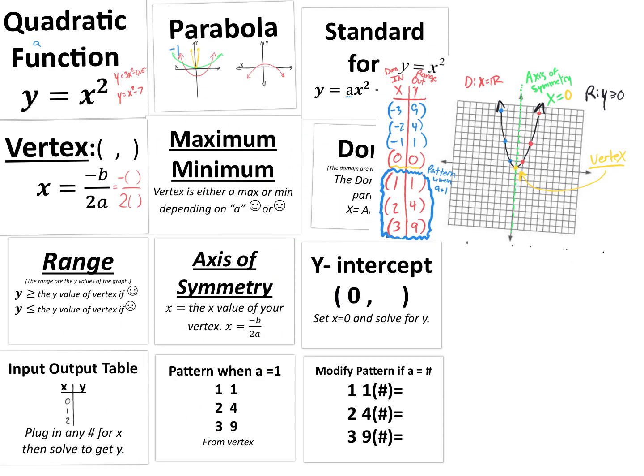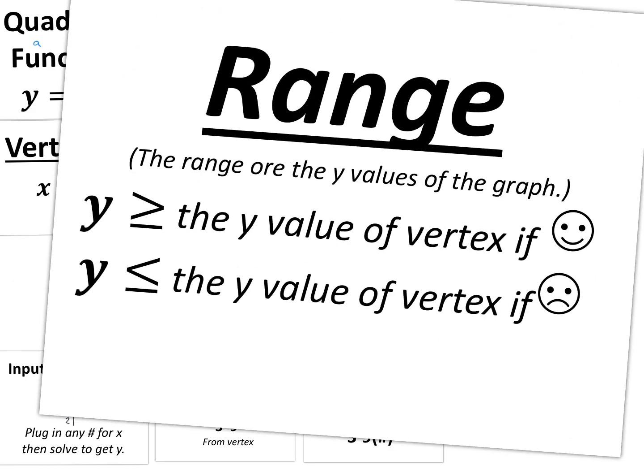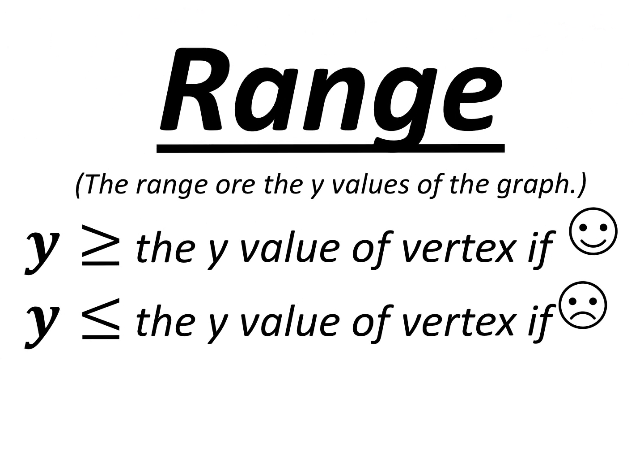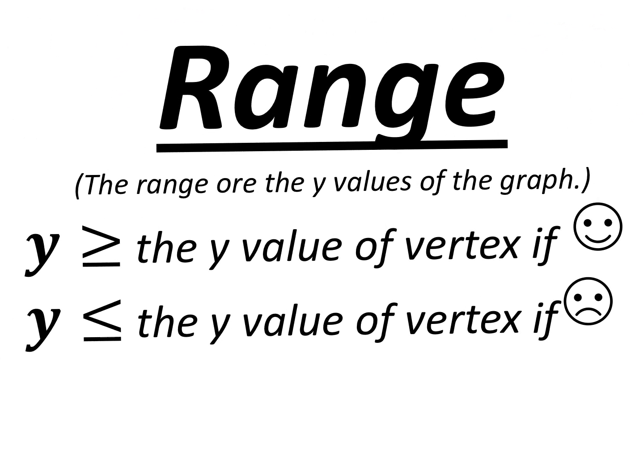But the reality is, you could think of the range this way. Just by knowing your a value is positive, that means you have a parabola that opens up, so you know the range is going to be at or above a certain value. It's going to be y is greater than or equal to the y value of your vertex. If your a value is negative, the parabola is opening down, which means it exists at the vertex and below. So that'd be y is less than or equal to the y value of your vertex.